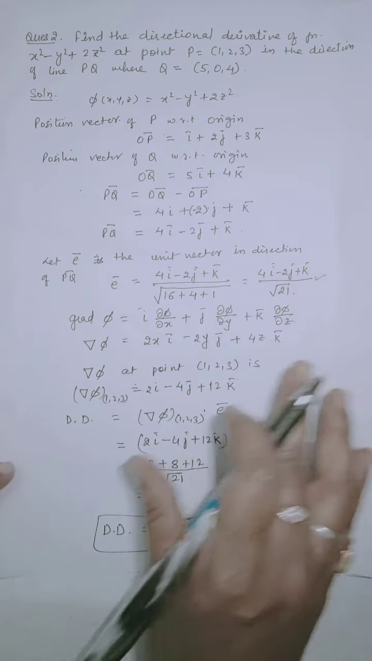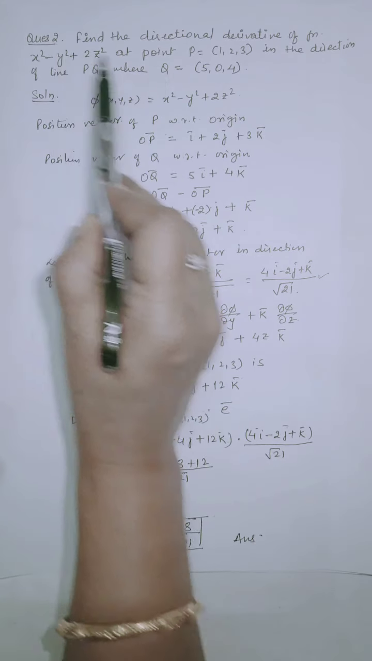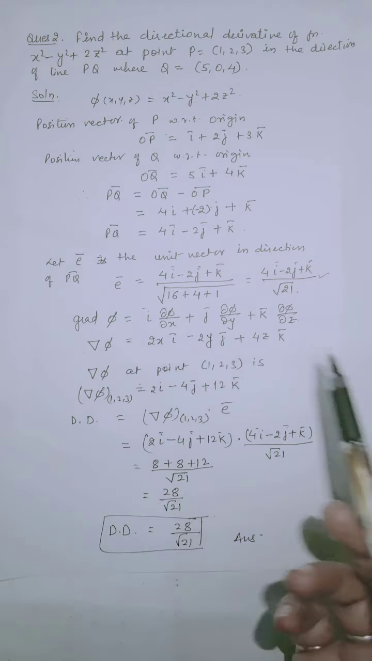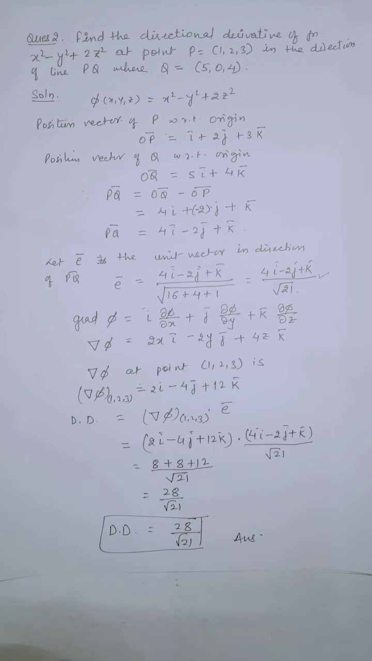So in every problem what you are seeing, you are getting one function phi, you are getting one point P, and you are getting one vector in whose direction you have to find the DD, right?